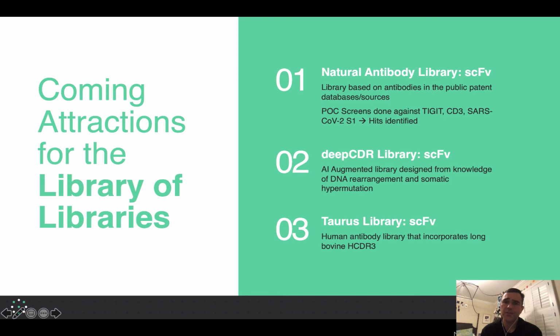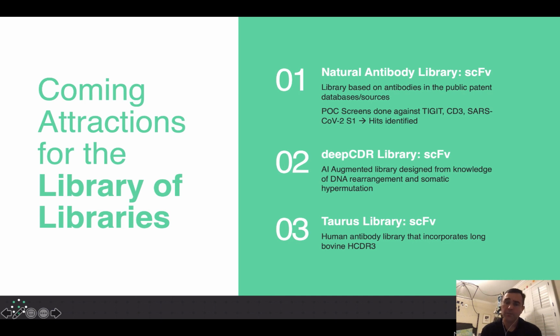The next library is a library we're constructing in collaboration with DeepCDR, which is an AI augmented library designed from knowledge of DNA rearrangement, somatic hypermutation. So it's a really fantastic, incredible library where we're designing it from the ground up from the DNA level. So again, it really shows the power of our technology to utilize DNA to build these fantastic libraries in collaboration with a fantastic company that knows a lot about antibody sequences in DeepCDR.